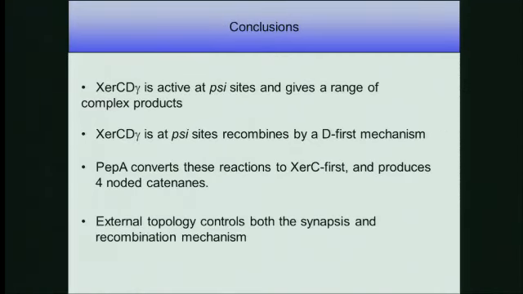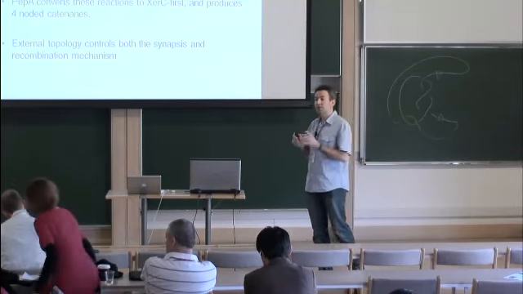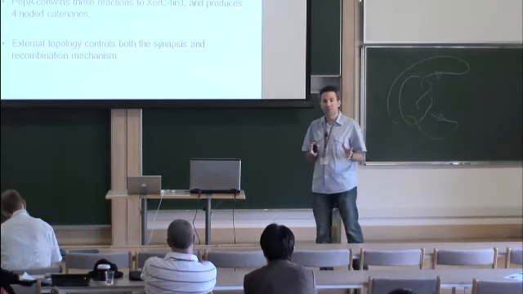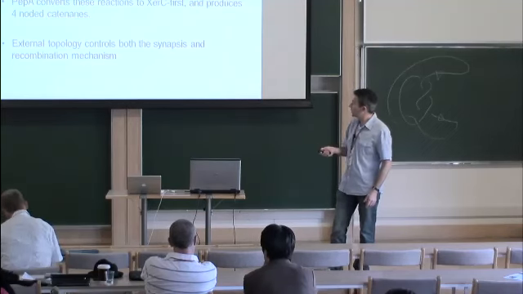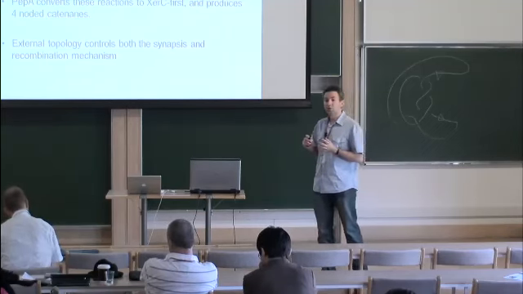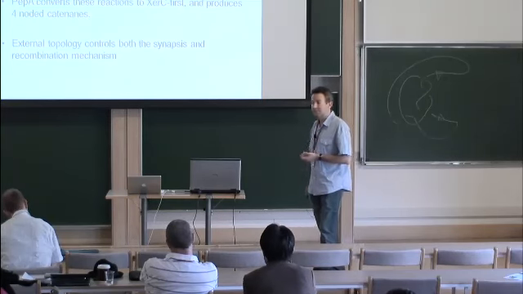And that's just a summary of what I've said, that these hyperactive mutants are active at the psi sites to give you complex products. You can convert this complex slew of products into a 4-noded catenane by adding PEP-A. And that the external topology seems to control both the synapsis and the recombination mechanism of these proteins.